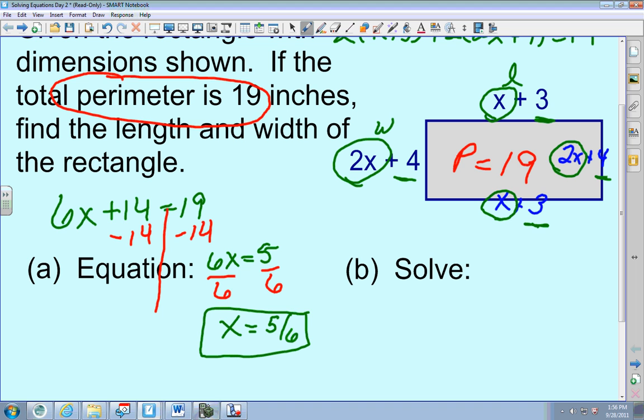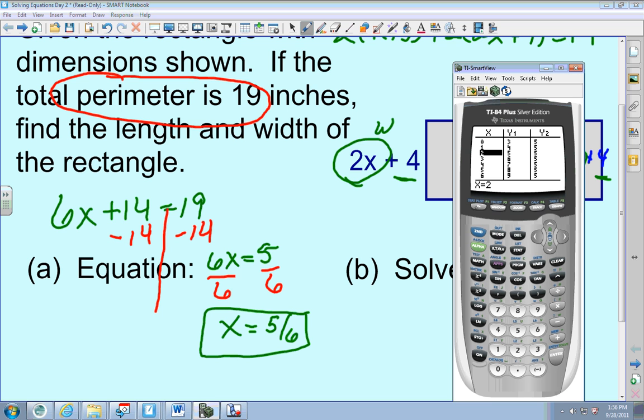Now, one of the things I talked about was checking in the calculator. When you go to y equals right here, let's see here, I'm going to clear these out, and I will put the left-hand side over here, 6x plus 14, in y1, and then in y2, I'm going to put in there 19. I'm going to press second graph. Well, the problem is I have a fraction for the answer. There's no fraction over here.